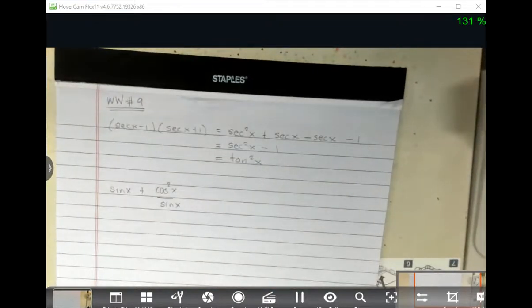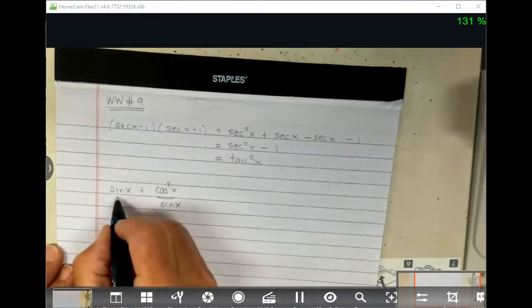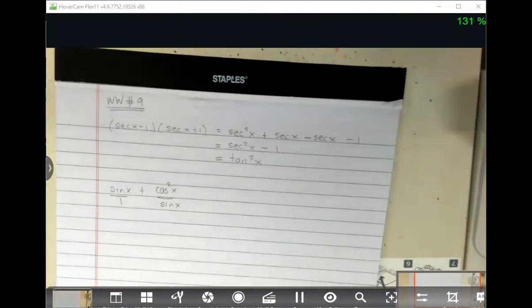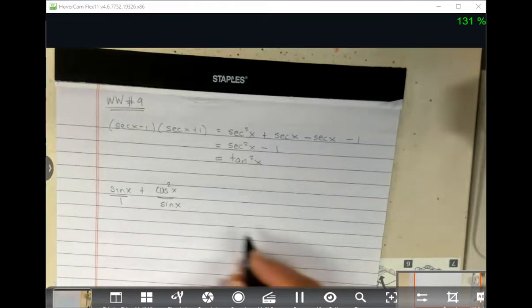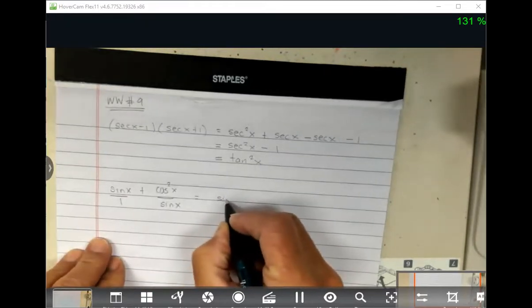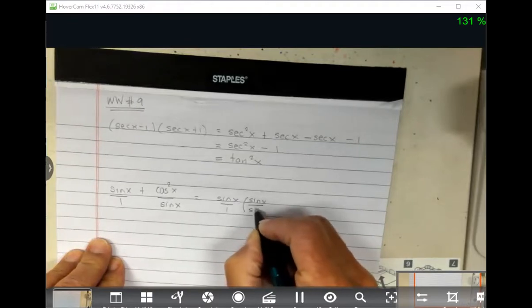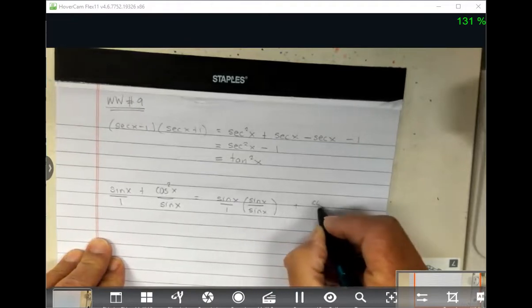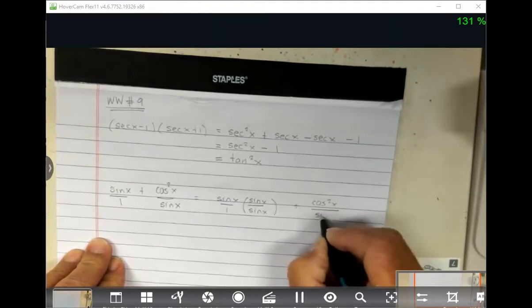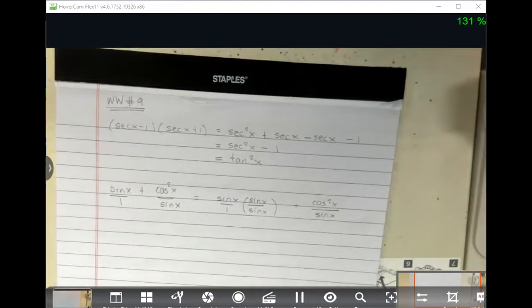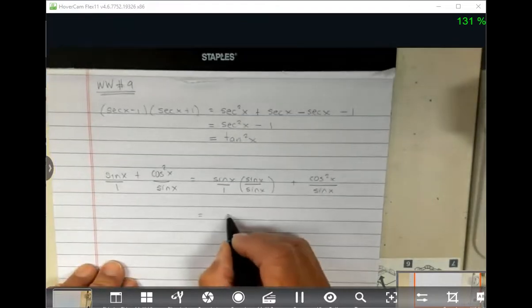Okay, so here I go. I've got 2 fractions to add. I'm going to add them by getting a common denominator. The first fraction has a 1, the second fraction has a sine. So the common denominator is going to be the sine of x, which means I have to take this first fraction here and multiply by 1 in the form of the sine of x over the sine of x.